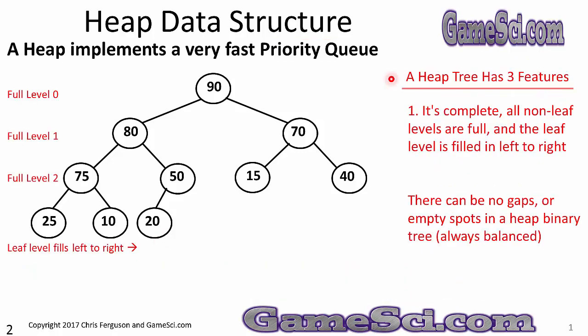A heap tree has 3 features. Number 1, it's complete. All non-leaf levels are full, and the leaf level is filled left to right. There are no gaps or empty spots in a heap binary tree.